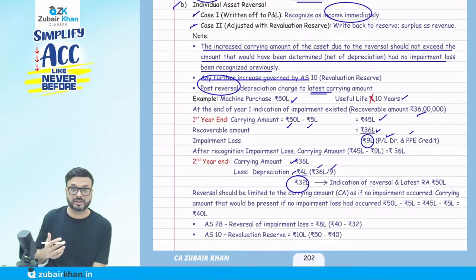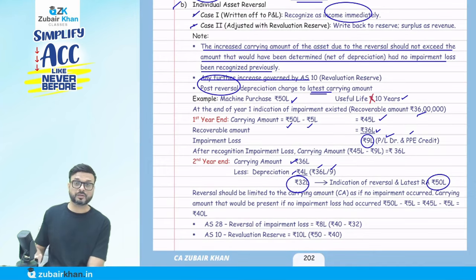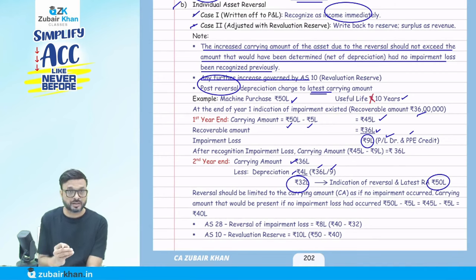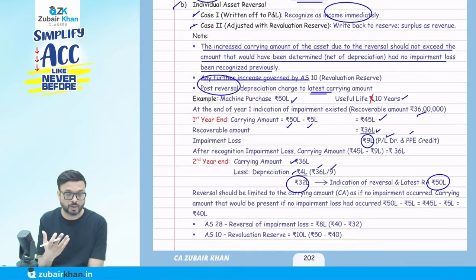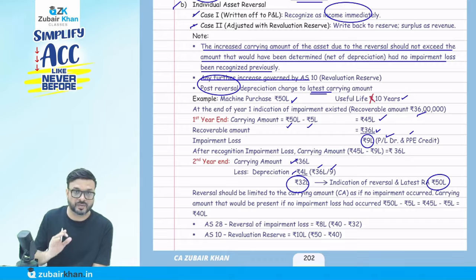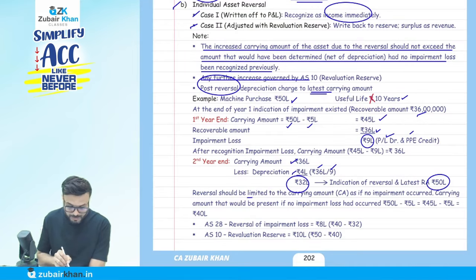Now the indications come that the latest recoverable amount is 50. Now we have to reverse it. But how much can we reverse? They say maximum that much we can reverse. If there is no impairment loss, how much would be the value? Only up to that extent we can reverse it. They say reversal should be limited to the book value if no impairment occurred, the carrying amount that would be present if no impairment loss.